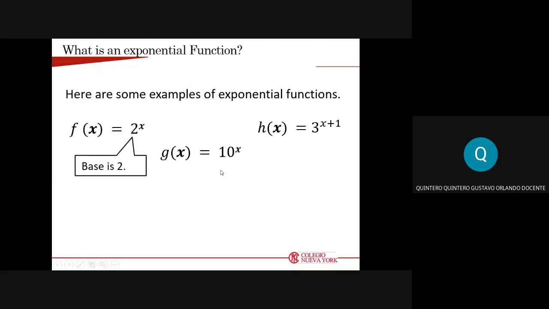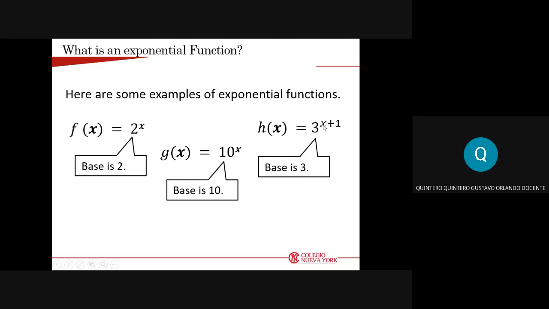Congratulations. All right. In the same way, we can say that the base of the function g is 10 and the base of the function h is 3. Again, base is just another name for the word growth factor, right? The growth factor here is 10 and the growth factor here is 3.